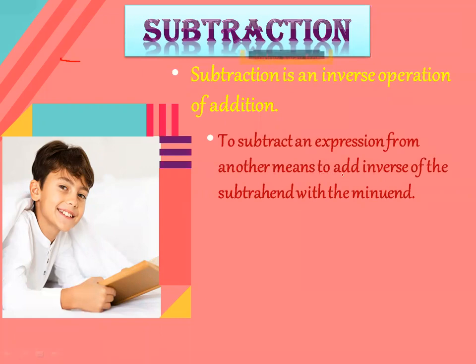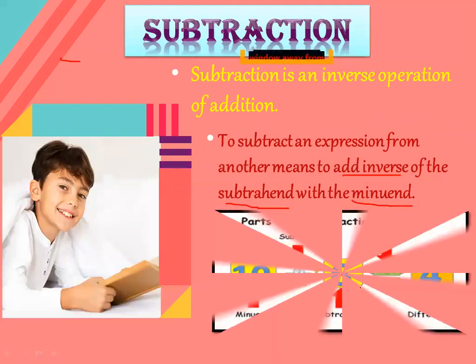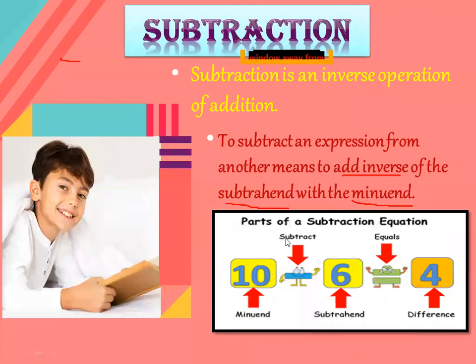It means to add the additive inverse of the subtrahend to the minuend. So now you should know what is subtrahend and minuend. Let's check this out: the parts of a subtraction equation. The number that is going to be subtracted is your subtrahend, and the number from which you are going to subtract is your minuend. So in 10 minus 6, 6 is your subtrahend and 10 is your minuend. 10 minus 6 is 4, and this is called the difference.